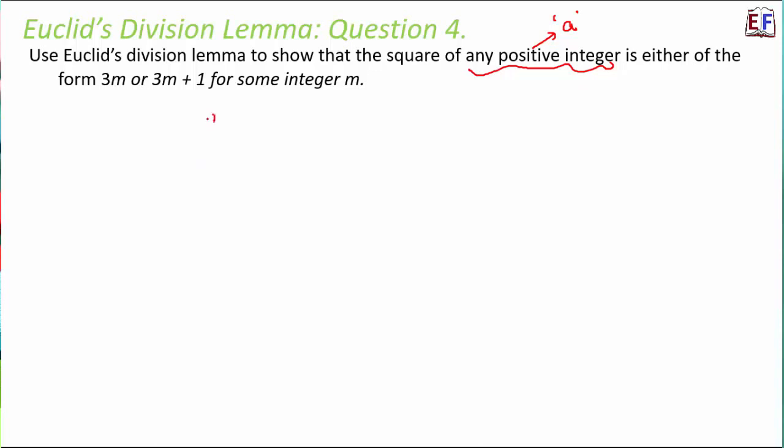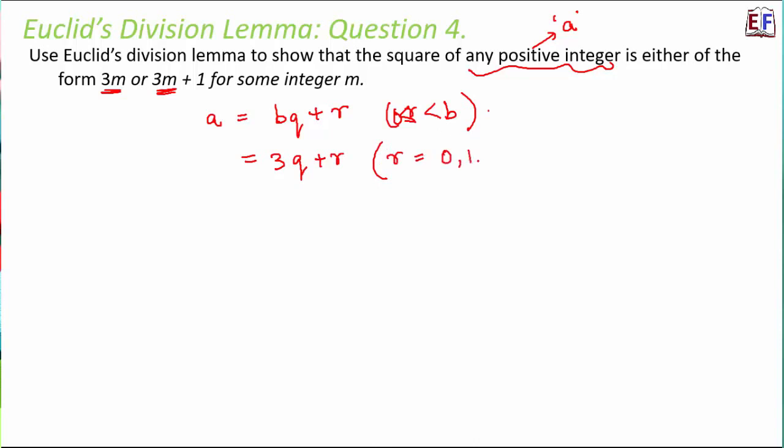Okay, now as per Euclid's division lemma, we can write a is equal to bq plus r, where r is less than b and greater than or equal to 0. Now in this case, let us assume that the value of b is 3, again for the same reason, because look at the form in which we have to prove it. So this becomes 3q plus r, therefore the possible values of r would be 0, 1 and 2.